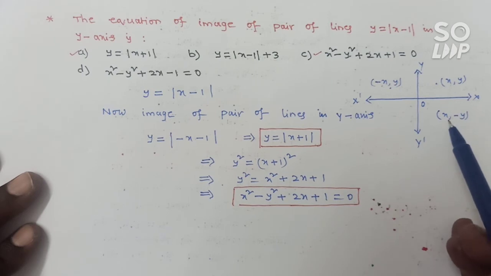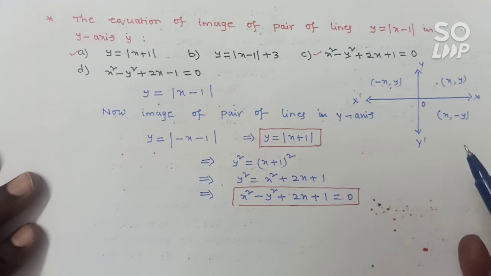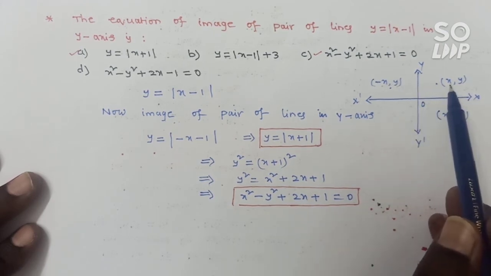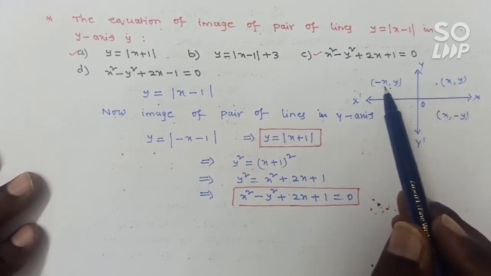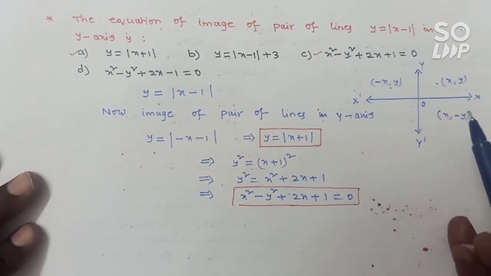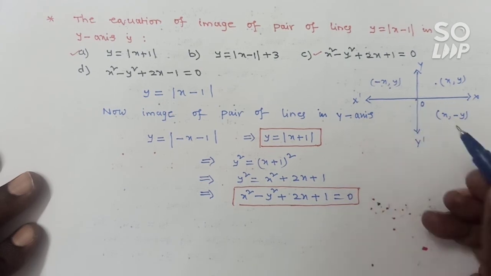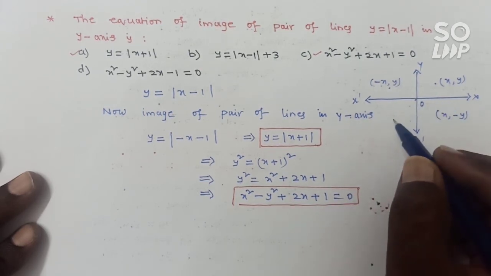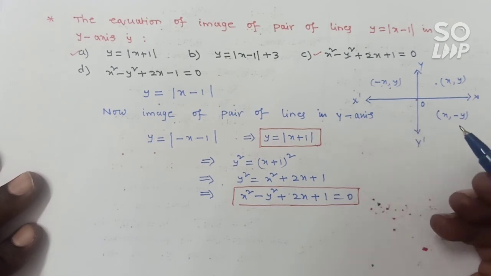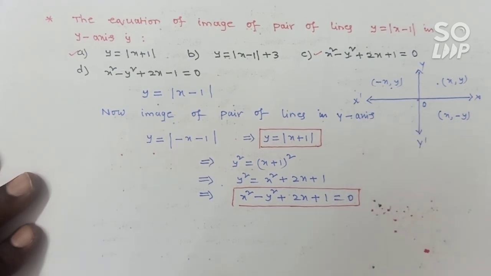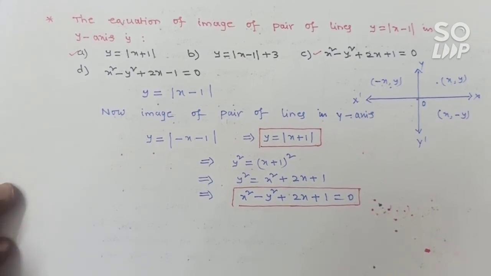With respect to the x-axis means you have to replace y by minus y. With respect to the y-axis means you have to replace x by minus x in the given curve. Suppose with respect to the origin, then we should replace x by minus x and y by minus y. So please remember this fundamental point. I hope everybody understands this question. Right, we'll see the next problem.